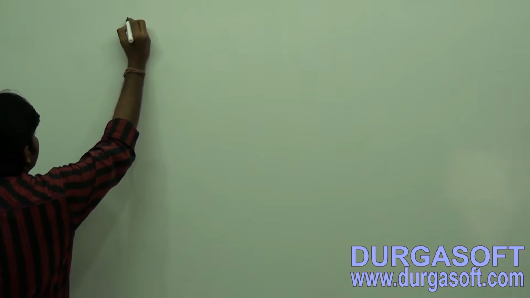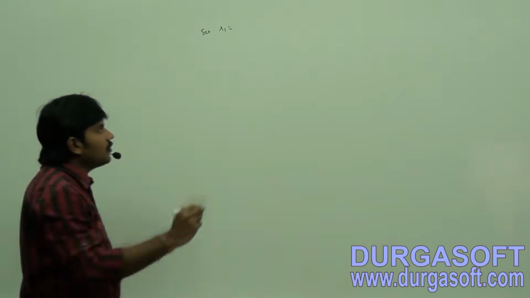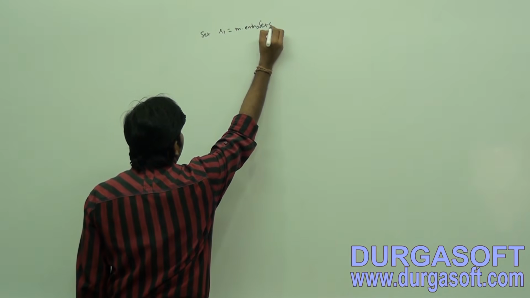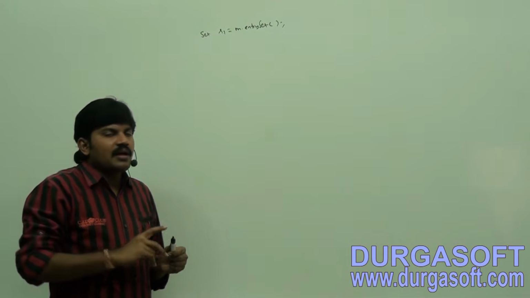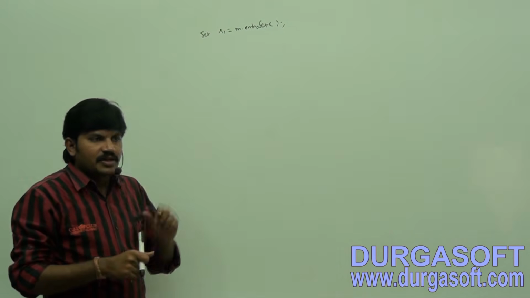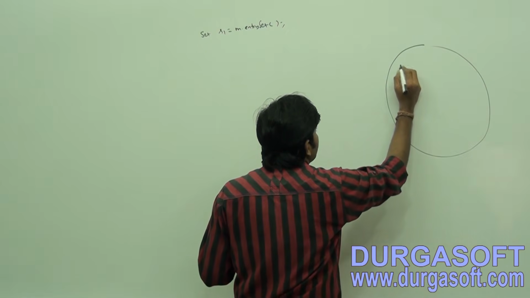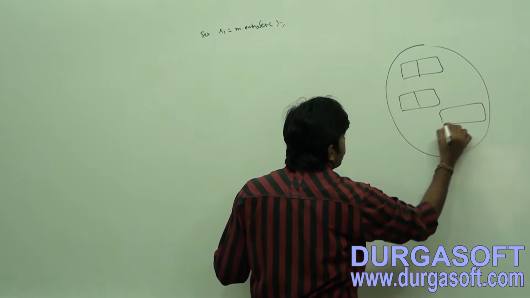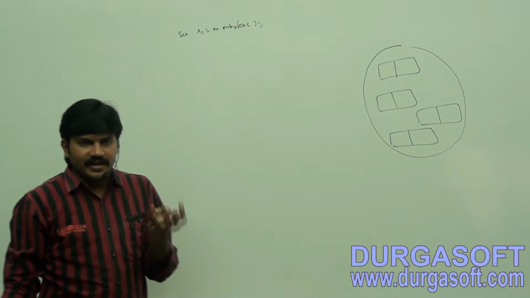Here, just observe. Sir, I'm taking Set S1 is equal to m.entrySet(). Correct or not? Set S1 is equal to m.entrySet(). So the set of entries I got. Now assume it is my set. So first entry object, second entry object, third entry object, fourth entry object I got. Correct or not? Set of entries.